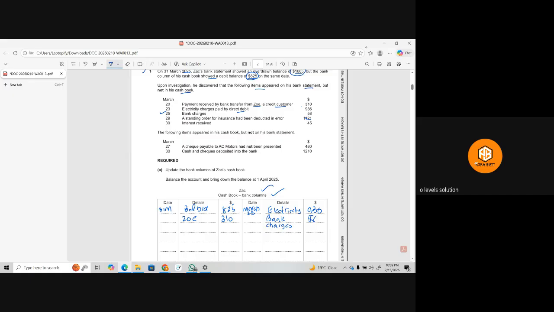Then they are saying that a standing order for insurance had been deducted in error. As you can see, there's a standing order for insurance, and it was deducted in error. It means it's an error by the bank. So we know that whatever error is made by the bank, we will not record it in the cash book. That's why we will not record it. Then the interest received, 45. So we will write 45 here, sorry, on the debit side.